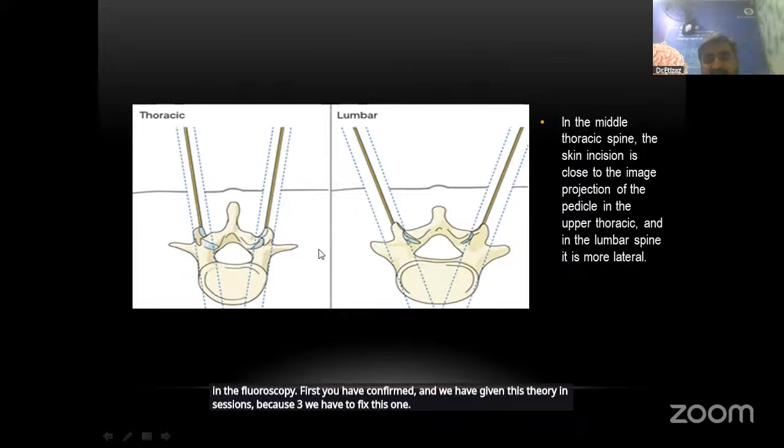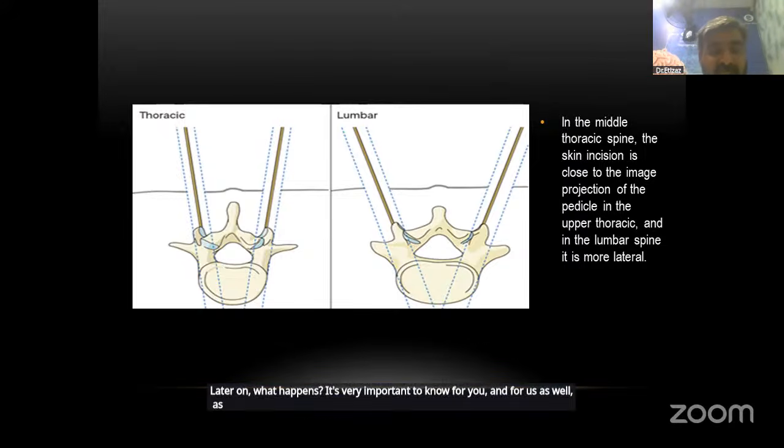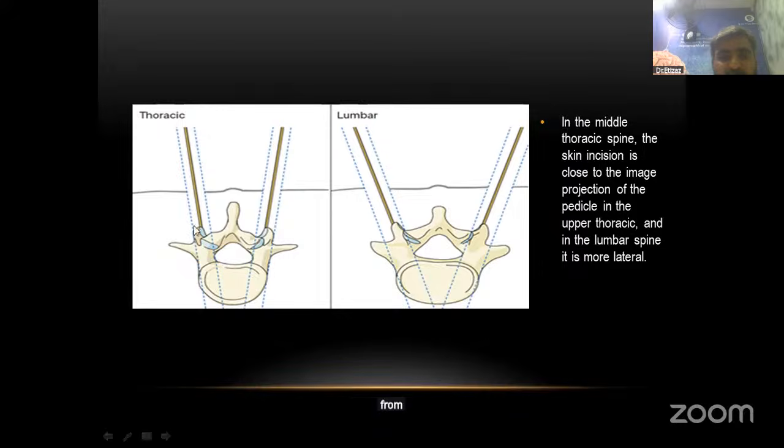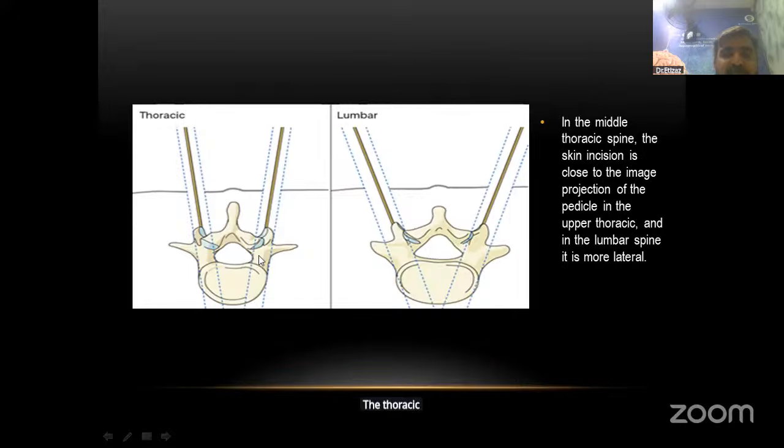Later on, it's very important for you to know, and for us as neurosurgeons, that if we are doing a percutaneous pedicle screw in the thoracic spine, the trajectory is different because the thoracic spine is a bit different from the lumbar one. In the thoracic spine the vertebral body is small. We have discussed that the thoracic pedicle is placed anteroposteriorly somehow. It's not oblique and laterally placed.